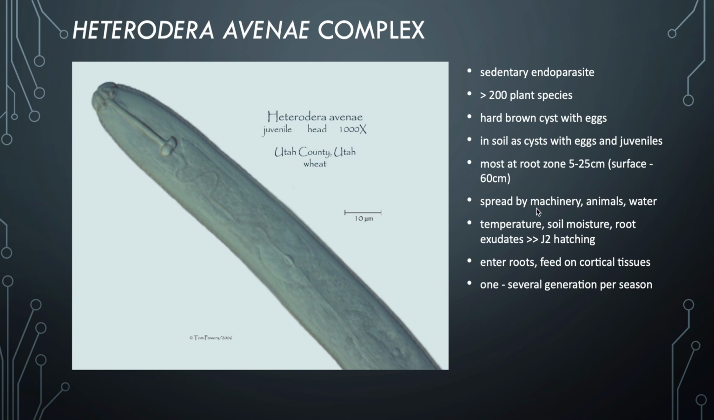As such, they are spread easily by machinery, animals, and water. The hatching of the infective juveniles is dependent on temperature, soil moisture, and in some species also depends on root exudates. The infective juveniles enter the roots and feed on cortical cells of the plant, and there might be between 1 and several generations per season depending on the species. And this is a beautiful image of a Heterodera avenae juvenile with the gorgeous piercing mouth part, the stylet, that allows it to penetrate through the plant root.